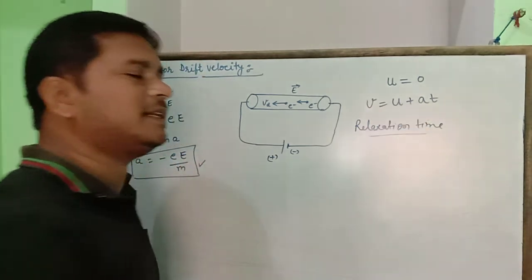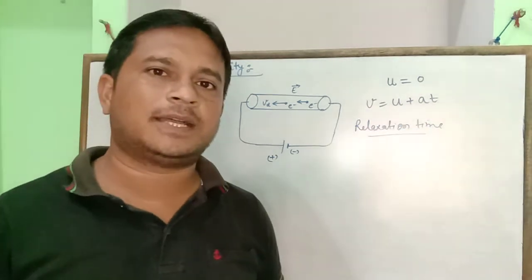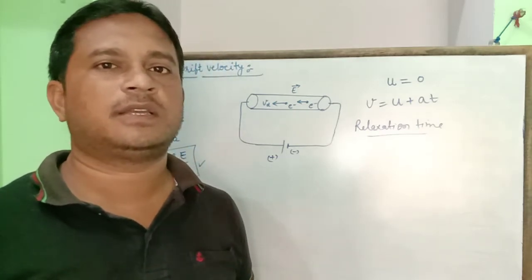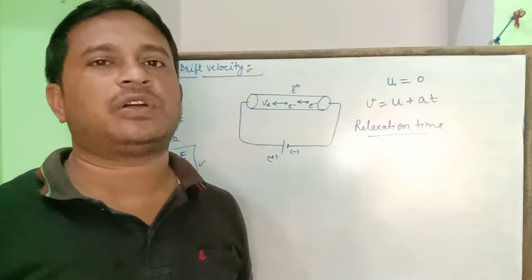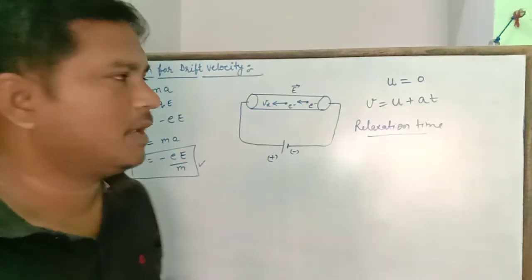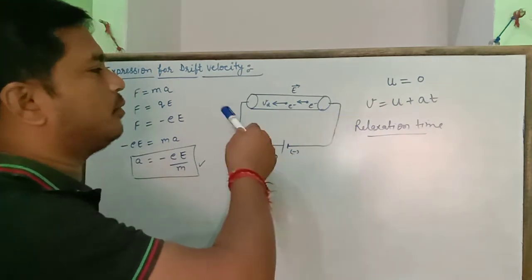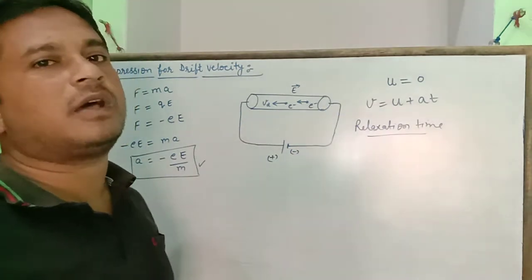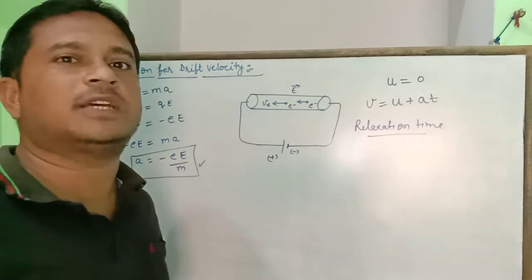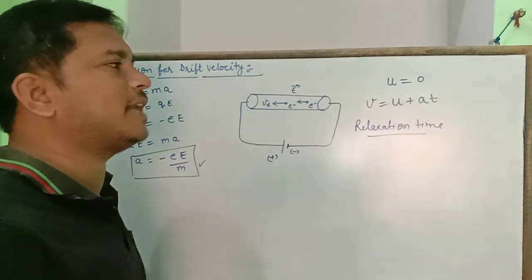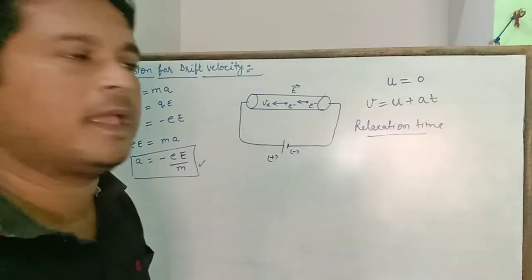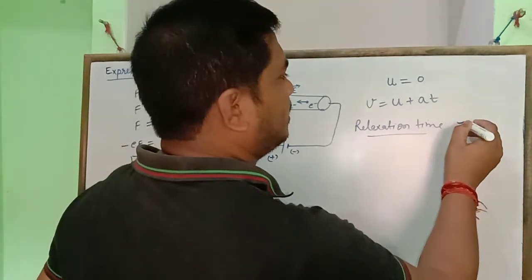So the relaxation time is the average time for which the electrons travel before the collision. We know that the electrons move towards the positive terminal of the battery, and they collide with each other. So before the collision, the average time taken by the electron is called the relaxation time. It is denoted by tau.